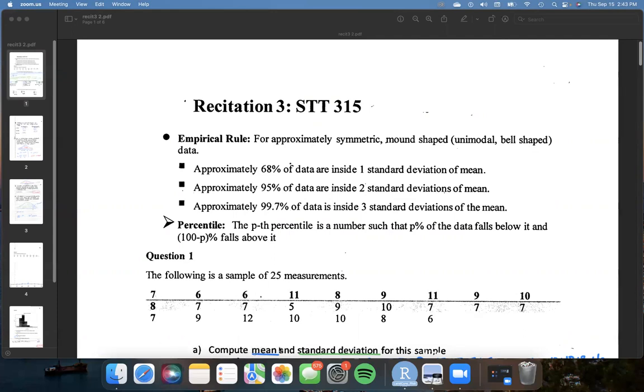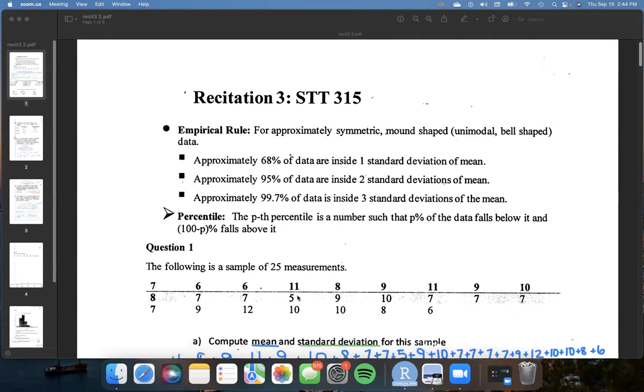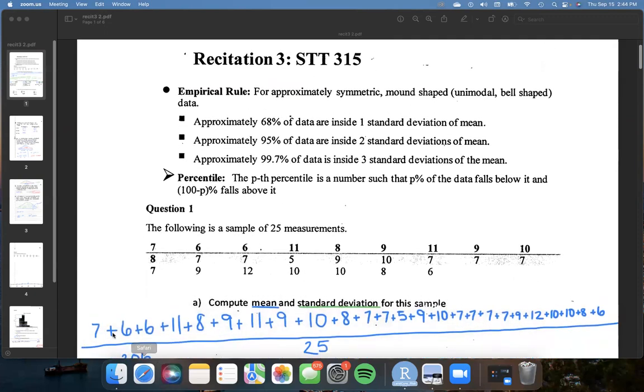So first we have to compute the mean. So the mean is also known as X bar. So you're going to add all of your X's and all of your data points and then divide it by the total number of data points. So here we know our total is 25, and we're going to add up 7 plus 6 plus 6 plus 11, so on and so forth. So it'll look like this.